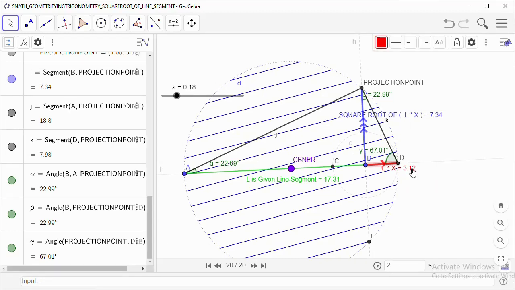This x, this red colored line, is a small line segment, and we are trying to find the length of this line, which is the square root of x. How? Because these are two similar triangles that we are drawing. Suppose this red colored line segment is given. We extend this line and draw a unit length, a unit distance.